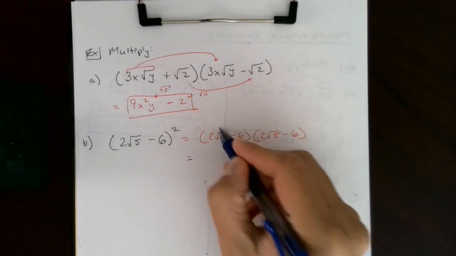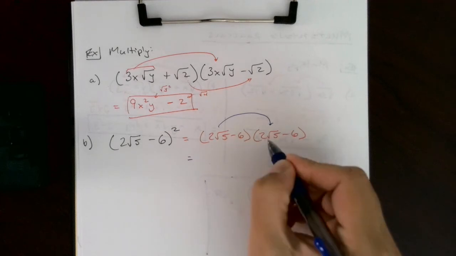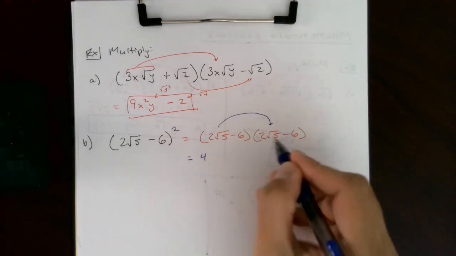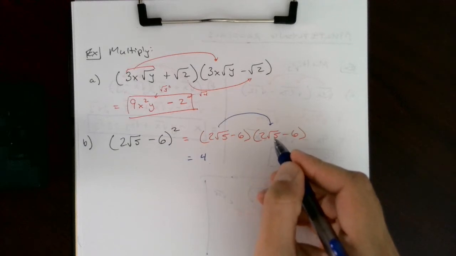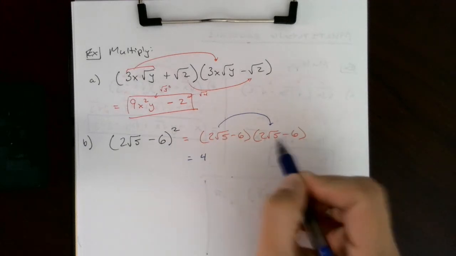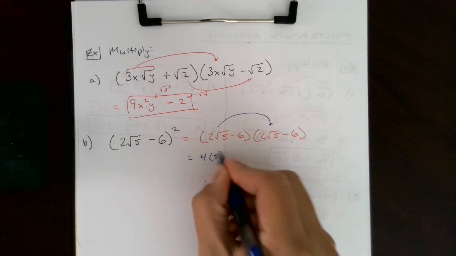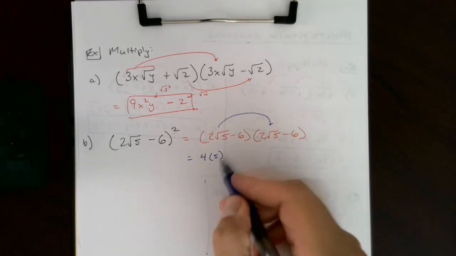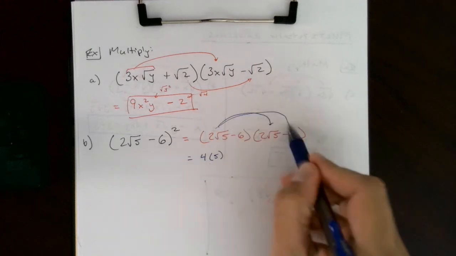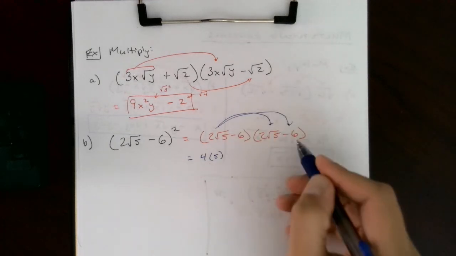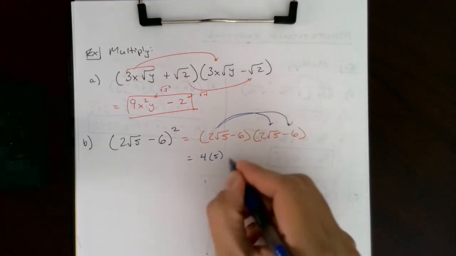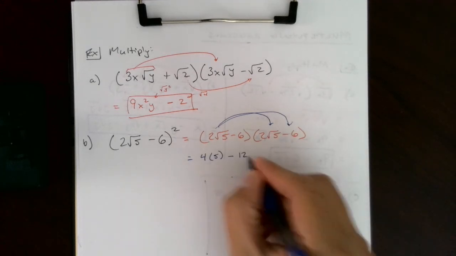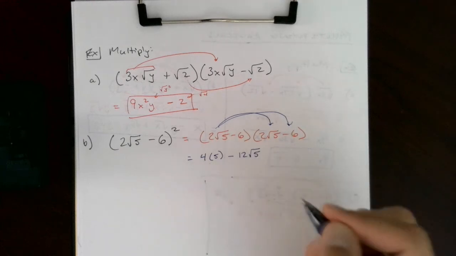So we'll FOIL this just like we did earlier. 2 square root of 5 times 2 square root of 5. Well, 2 times 2 will give me 4 for the coefficients. Square root of 5 times square root of 5 is just 5, remember. The square root of something times itself just gives you what's on the inside. So it's really 4 times 5. The 5 is right next to the 4, just keeping an eye on that. And then the outer, 2 square root of 5 times a negative 6. Positive times a negative makes this negative. 6 is on the outside, so 6 times 2 is going to be a minus 12 square root of 5.